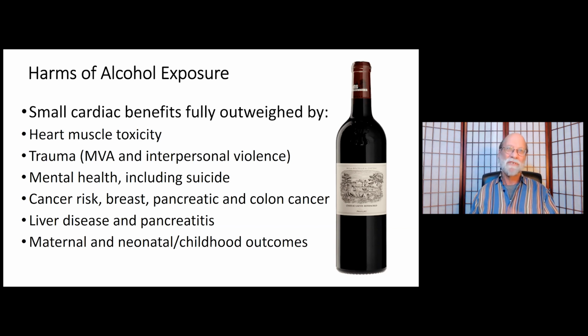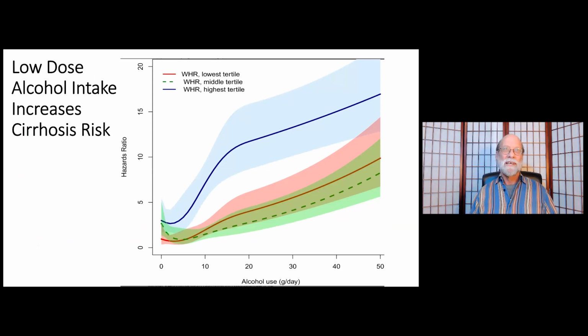And then, some that we don't often think as much about, but maternal and neonatal childhood outcomes are really affected by women drinking during pregnancy. And finally, sexual health, the ability to be fertile, the ability to have erections is actually quite tied to alcohol intake. So one of the issues is, if we think about alcohol intake, we know that very high levels of alcohol intake, like up here, are very harmful.